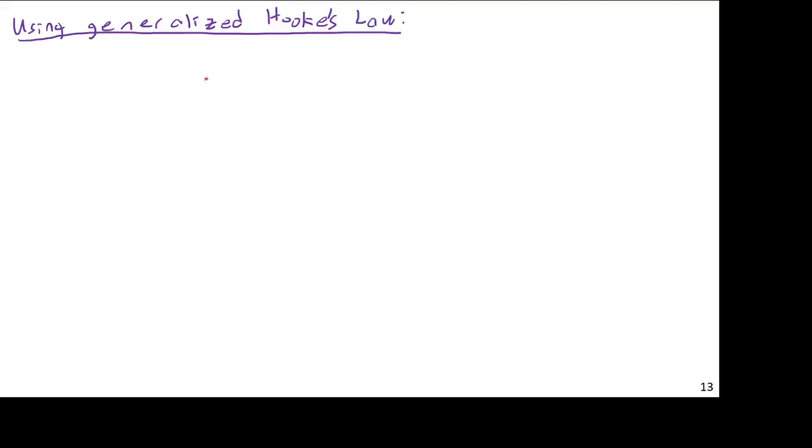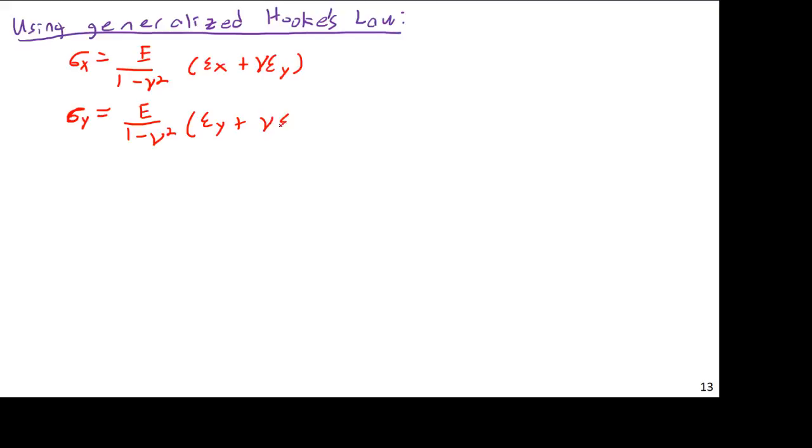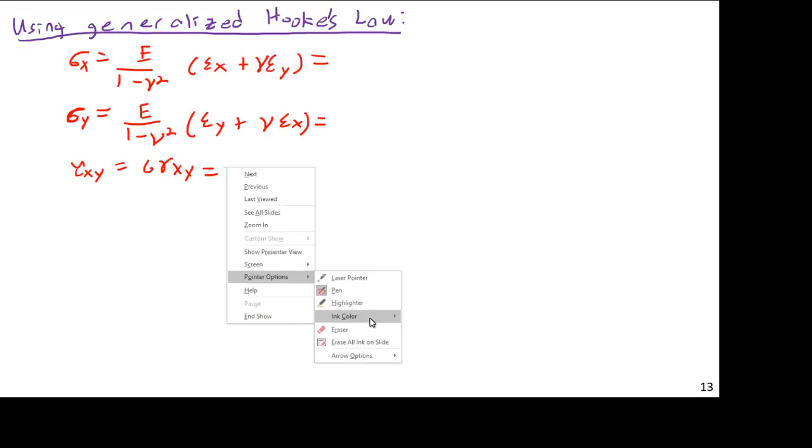Okay, so sigma x is going to be equal to E over 1 minus Poisson's ratio squared times epsilon x plus Poisson's ratio times epsilon y. I know my Poisson ratios look like gammas, but they're not. Sigma y, I'm trying to solve for the state of stress, is E over 1 minus Poisson's ratio squared times epsilon y plus Poisson's ratio times epsilon x. And tau xy is equal to G times gamma xy. I'm just writing out my equations before I use them. Plug and chug.